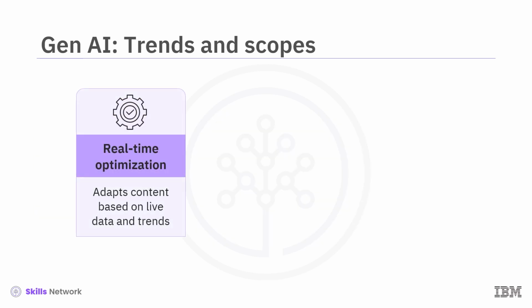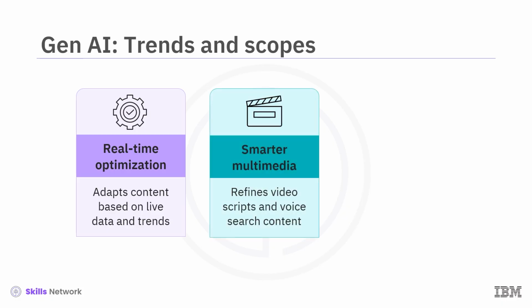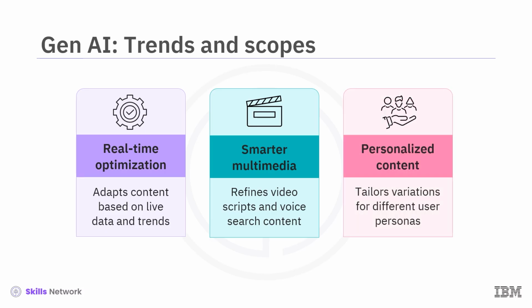As AI evolves, it will revolutionize content creation by dynamically adjusting content based on real-time performance data and search trends. Optimizing multimedia content, including video scripts and voice search transcriptions. Generating personalized content variations tailored to different user personas. With these advancements, AI is reshaping content strategy, making it more adaptive, efficient, and impactful.